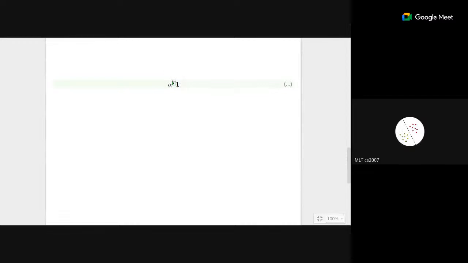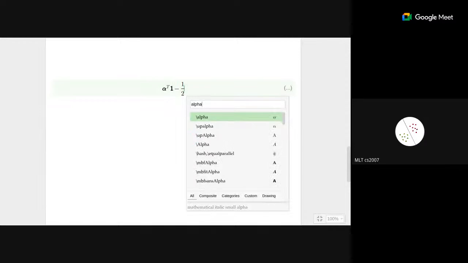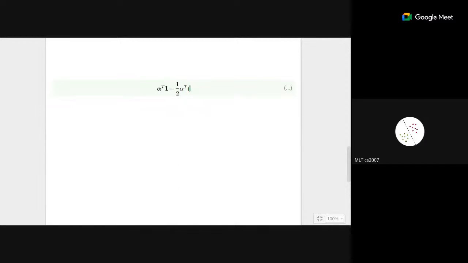Okay, so we have alpha transpose 1 minus half into alpha transpose some matrix. I'm calling this matrix Q. Alpha. Right. So alpha transpose Q alpha, where this Q is actually equal to y transpose x transpose xy. So let's first calculate Q. Q is going to be n by n, right? And the reason is y is going to be n by n.